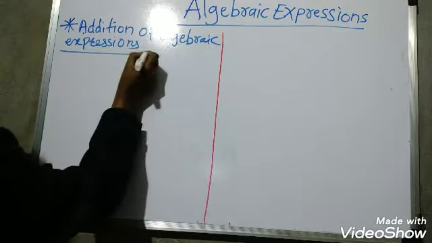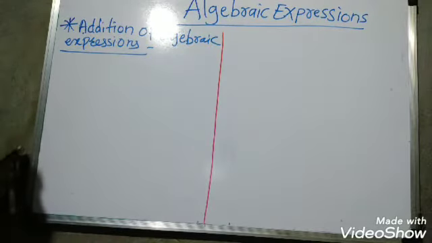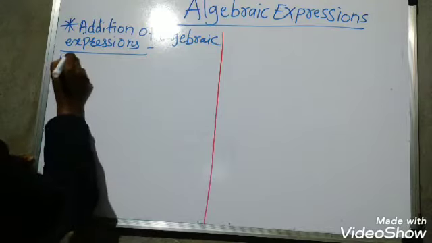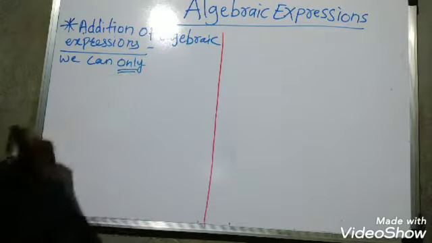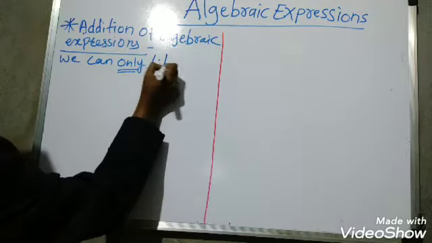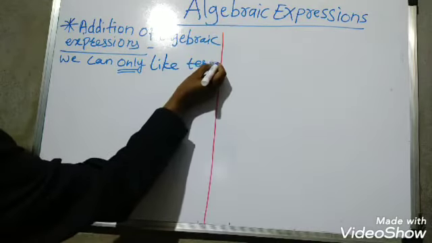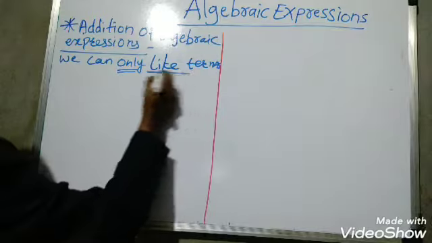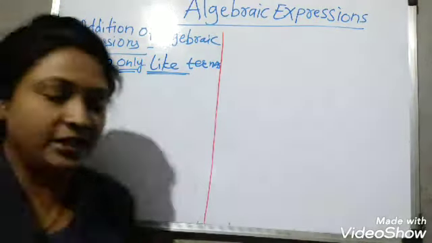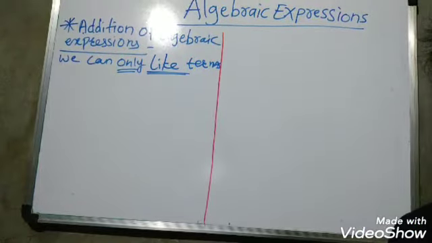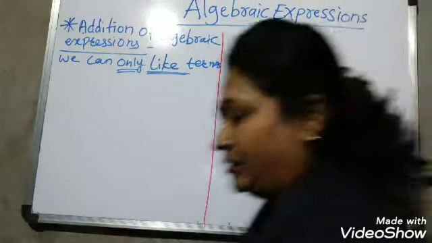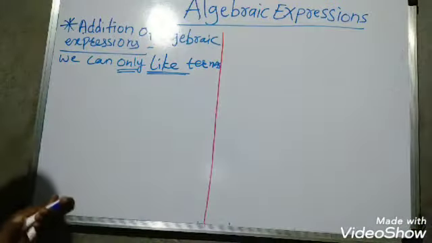Now one important thing is this. In the last video also I told that we can add only, and this point is very important, only like terms. We can add only and only like terms. Unlike terms we can't add. If unlike terms are there, then what we have to do, that we will see. If we see the examples, you will understand.